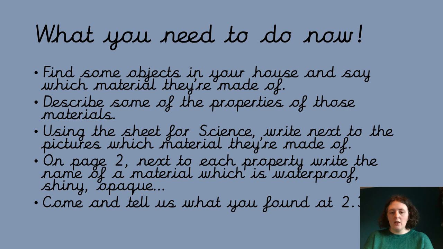Can you think of a material that is waterproof? That's the first one. So think of a waterproof material and write the name of that next to the property. Then you've got to do the same for shiny. So a clue could be, you could put my spoon. And then opaque. See if you can find a different material. So my metal spoon. See if you can find a different material for each property.